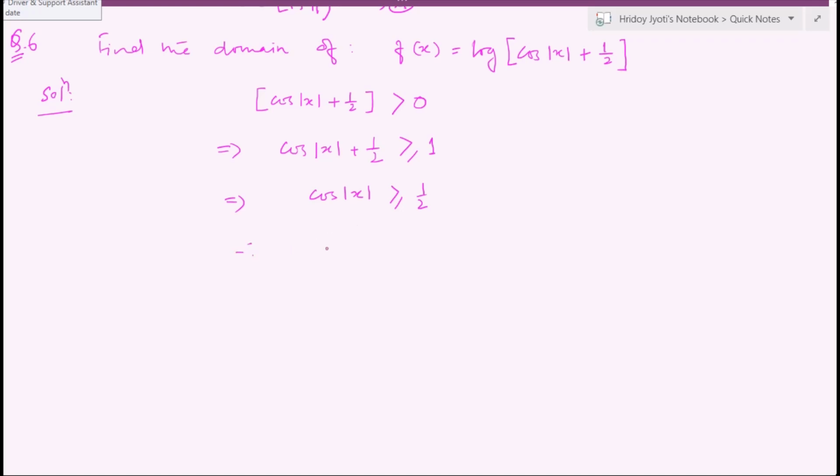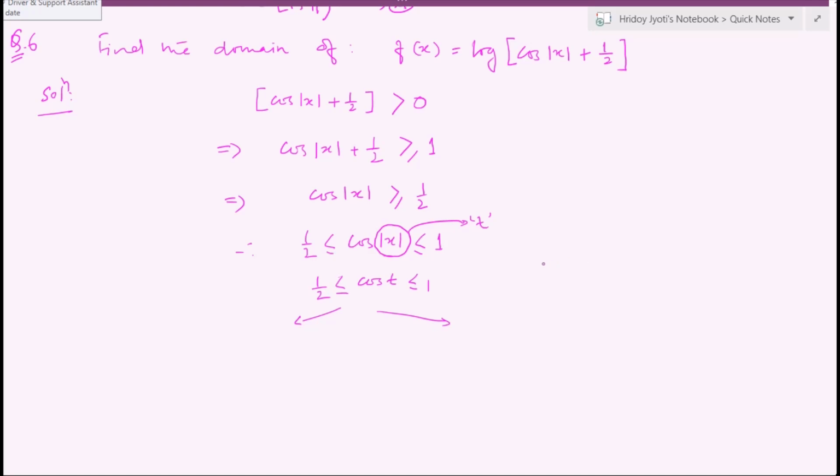Therefore this means cos of mod of x has to lie between half and 1, since the greatest value of cos can be 1. For some time we'll take modulus of x to be t. So ultimately we'll be looking for the values of t for which cos t is lying between half and 1. This one will make two parts.